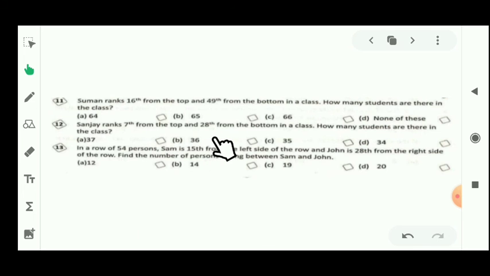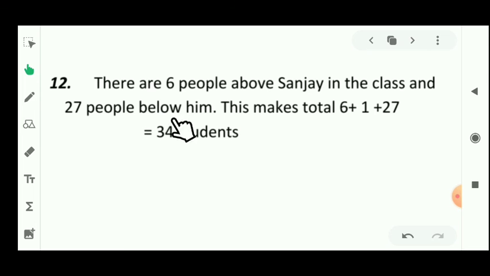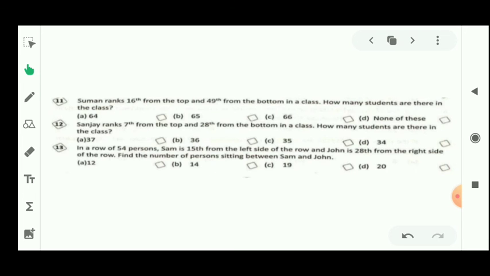Sanjay ranks 7th from the top and 28th from the bottom in the class. How many students are there in the class? Let's see the solution. There are 6 people above Sanjay in the class and 27 people below Sanjay. That means the total number of students will be 6 plus 27, that is 33, and 1 should be added to the value. That means the total number of students is 34. Let's see the next question.